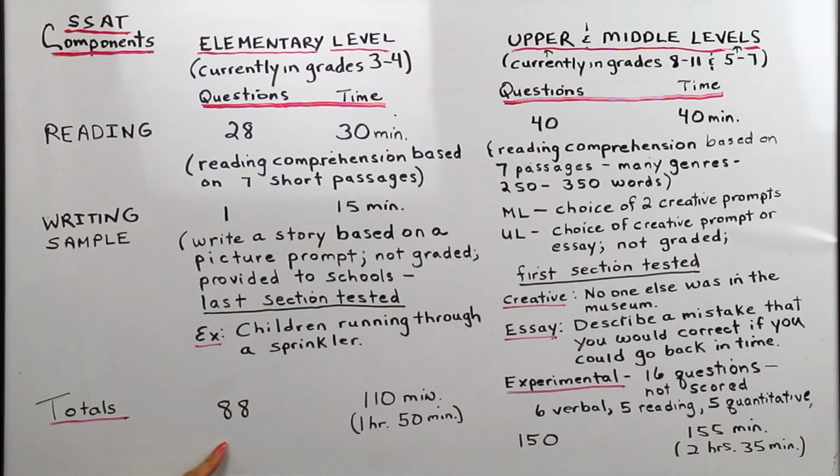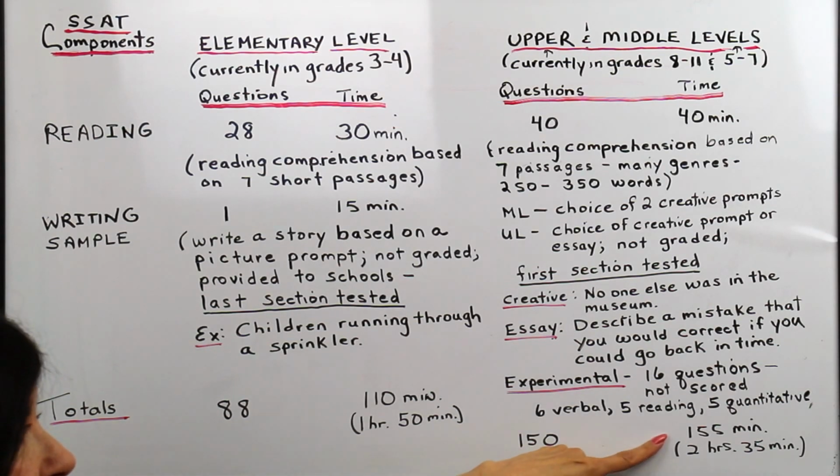And so here's the totals. The elementary level consists of 88 questions in 110 minutes, which is 1 hour and 50 minutes. And the upper and middle levels have 150 questions, and it takes 155 minutes, which is 2 hours and 35 minutes. Well, I hope this information today sheds some light on the components of all 3 levels of the SSAT.